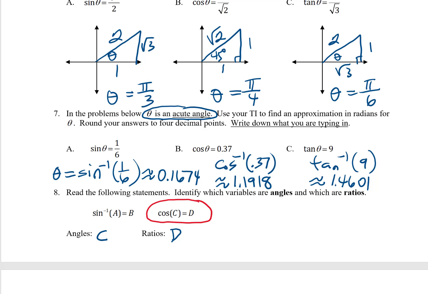Of course, we know that in the inverse functions, everything is reversed. Inverse functions take in the ratios. So A there is a ratio, and they send out to you the angle. So B must be an angle. And you can see that even in problem 7, right? We put in the ratio, we got out the radian angle.